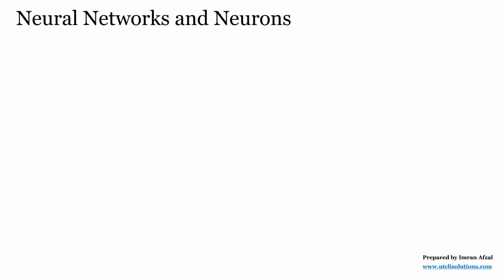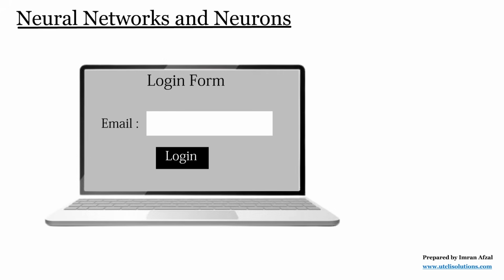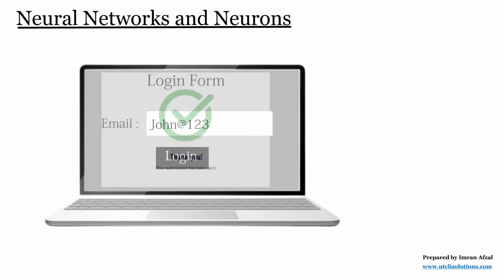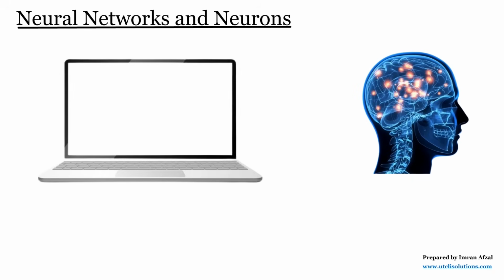In this lecture, we will learn about one of the most important building blocks of deep learning, and that is neural networks and neurons. A neural network is a way for a computer to learn how to make decisions by copying how the human brain works.